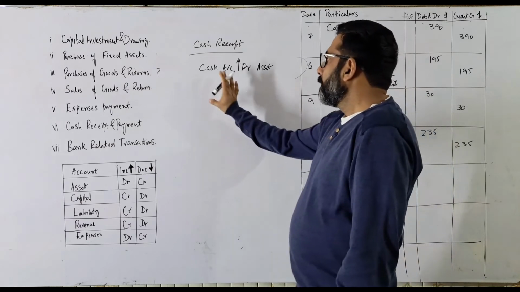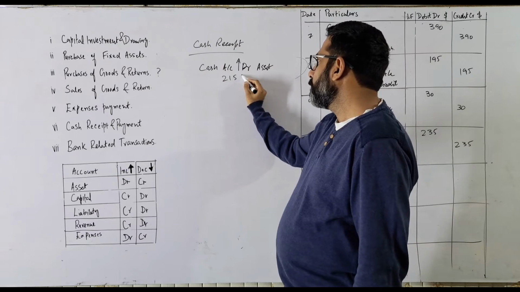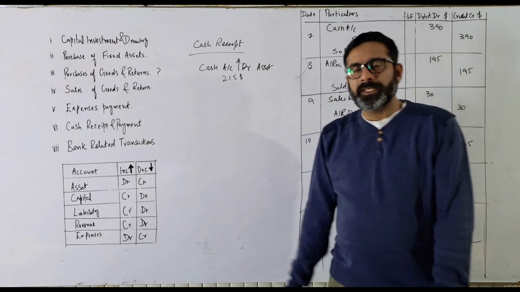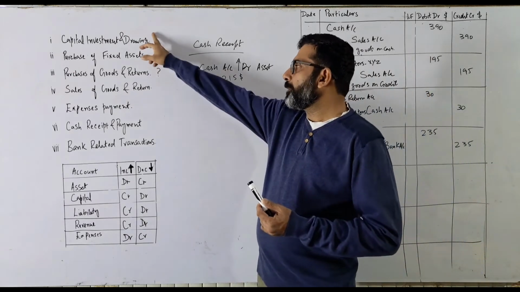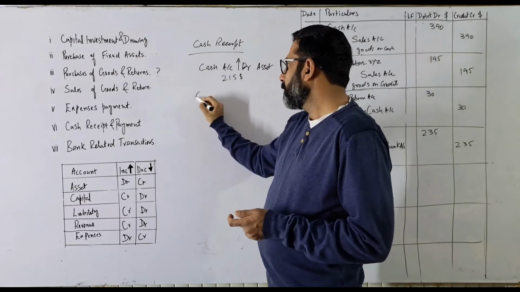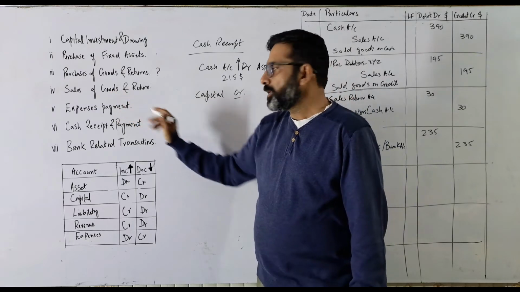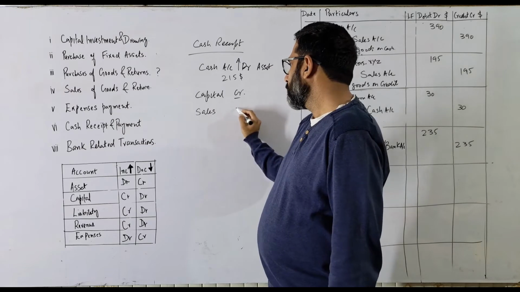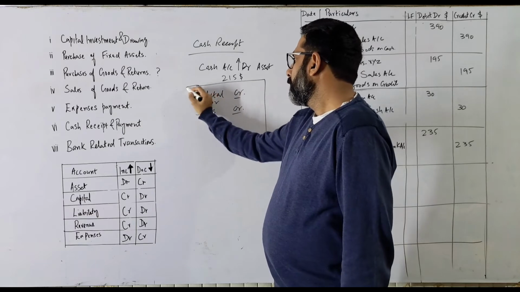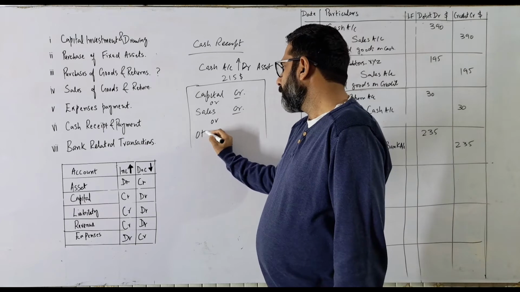Okay. Now, what is the second thing? For example, the business is receiving cash of $215. Now we have to see why the business is receiving the cash. If it is due to capital, cash debit, capital account credit. Otherwise, if it is due to sales, which is revenue, sales is credit. Or there is the possibility of other income.